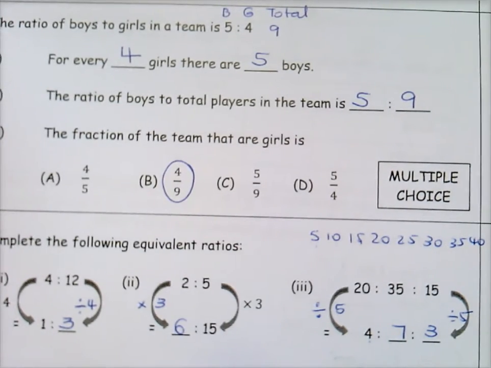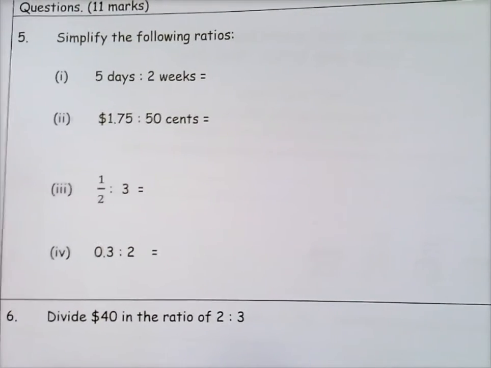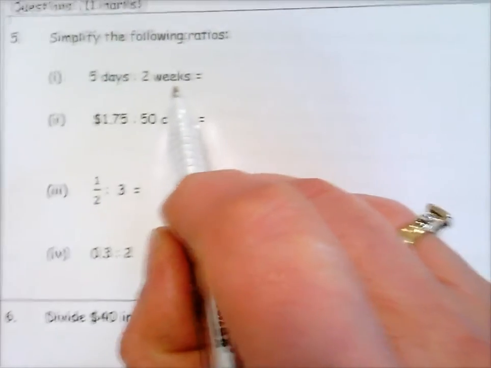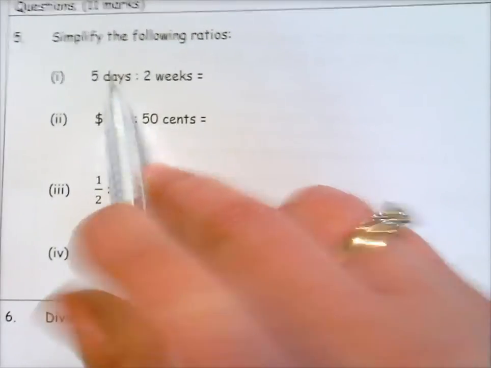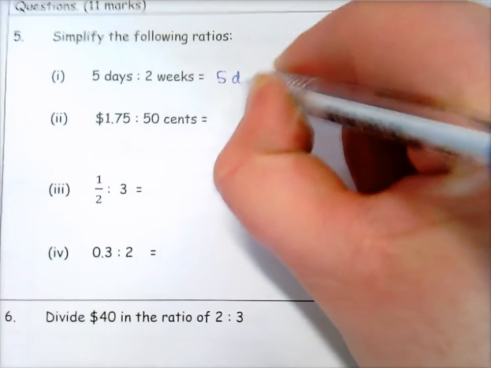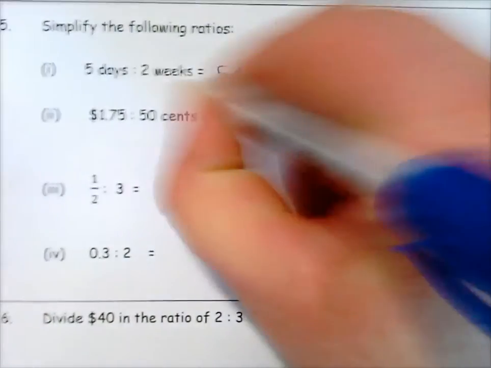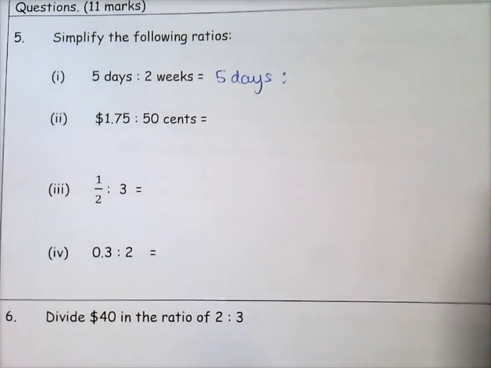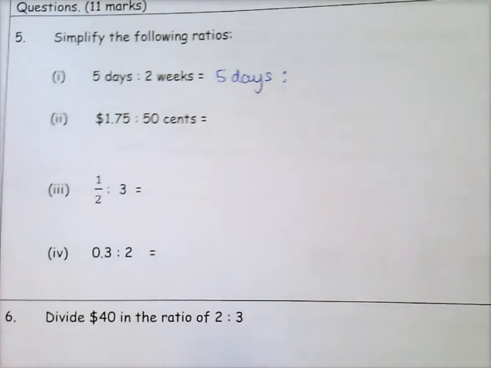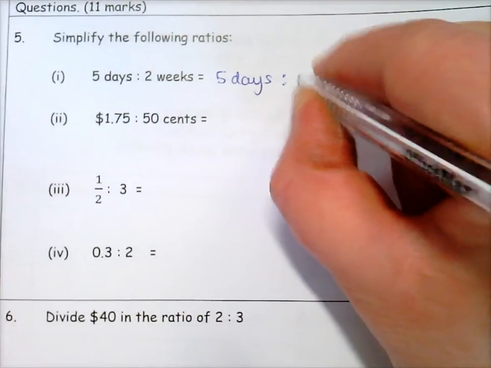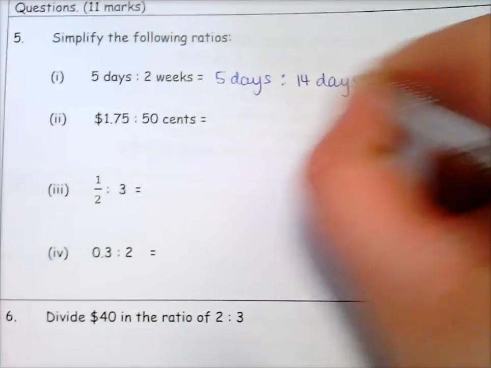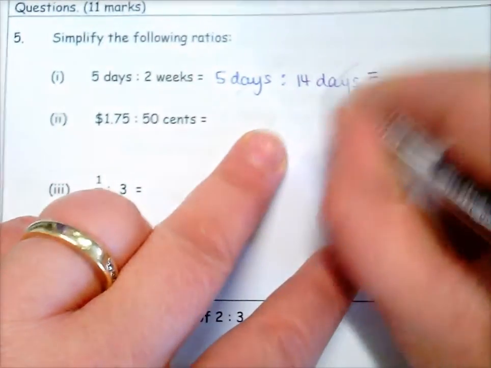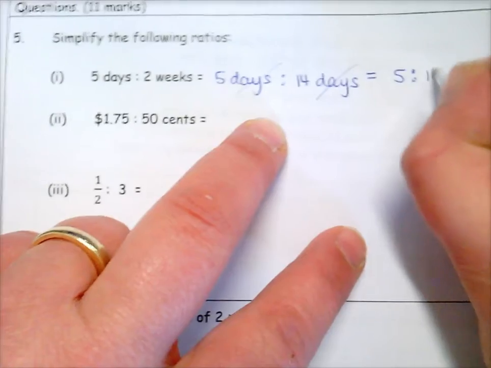Okay, over the page. When we simplify ratios, the units need to be the same. Now, I've got days and weeks. I know that 2 weeks is longer than 5 days. So what I need to do is change the weeks into days. 2 weeks is how many days? 1 week is 7 days. 2 weeks is 2 times 7, 14 days. Now that the units are the same, I can just cross these off, the ratio is 5 is to 14.